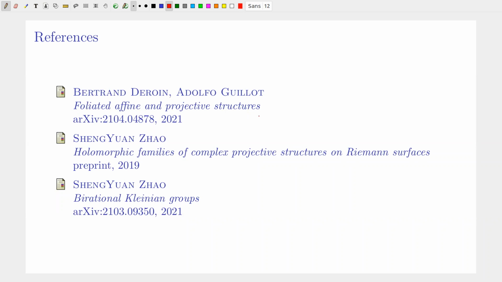This is our preprint with Bertrand, and then Sheng-Marshall's result about Kodaira fibrations is in this preprint, and in the last reference, Sheng-Marshall applies our result on the inexistence of foliated projective structures on Kodaira fibrations and on surfaces of general type, that they are necessarily Hilbert modular foliations. He applies it to the classification of these birational Kleinian groups.